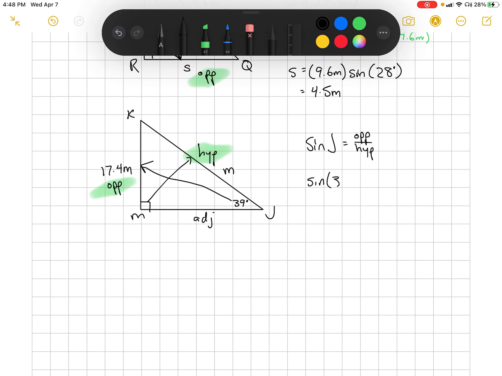So then sine of 39 degrees is equal to our opposite side, 17.4 meters over our hypotenuse M. We're dealing with M on the bottom again. So then M sine 39 degrees equals 17.4 meters, which gives me M equal to 17.4 meters divided by the sine of 39 degrees, which gives you m equal to 27.6 meters. Which makes sense. We're looking for a long side there because it's the hypotenuse.